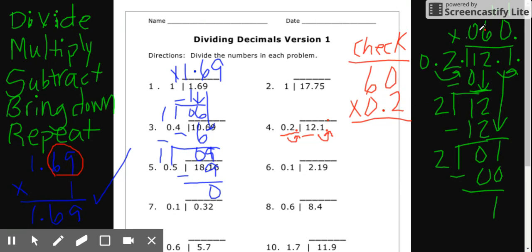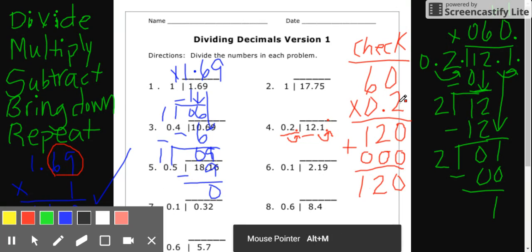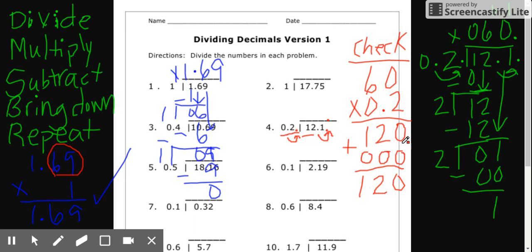When I check my problem, I use my quotient, which is 60, times the original divisor, which is 0 and 2/10. When I check my problem, I'll go back to the original one. And then that's 60 times 0 and 2/10. If I multiply those together, I'm going to do 2 times 0 is 0. 2 times 6 is 12. I put my 0 as a placeholder before I go to the second number at the bottom. 0 times 0 is 0. 0 times 6 is 0. Add those together, I get 120.